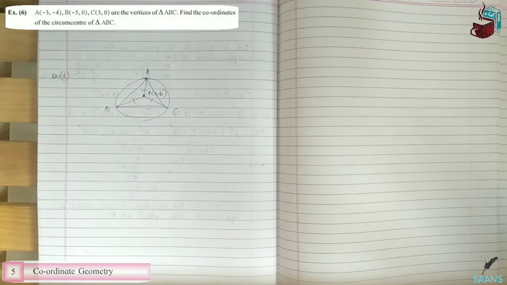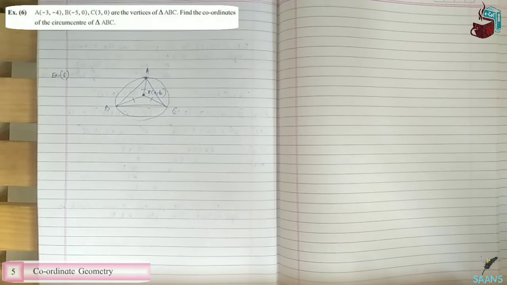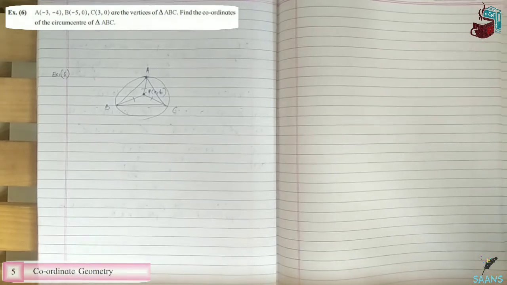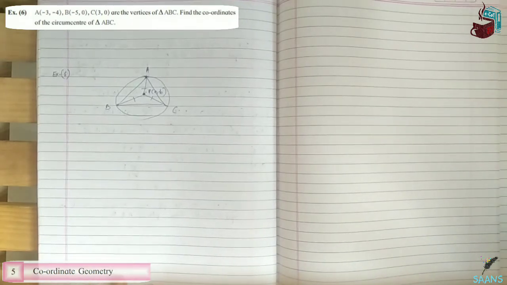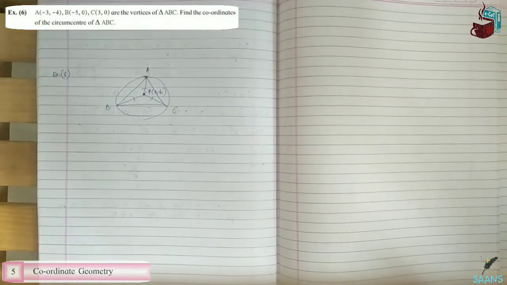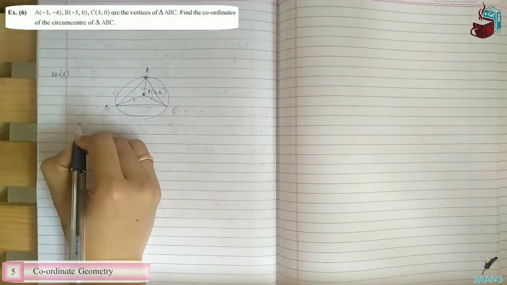So this we will be doing by simultaneous equations. We'll be solving, finding the value of a and b. We'll see how. So please refer to the linear equations chapter. Let's continue with this chapter. So we'll directly start with the sum.